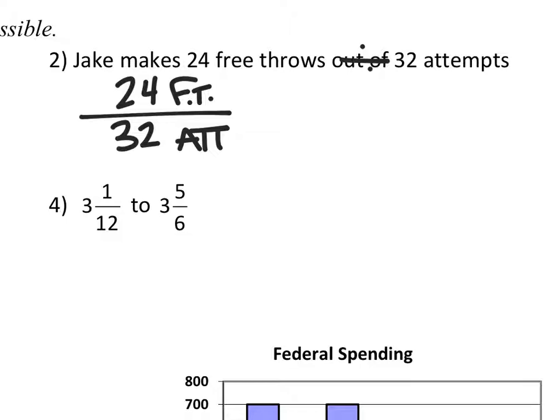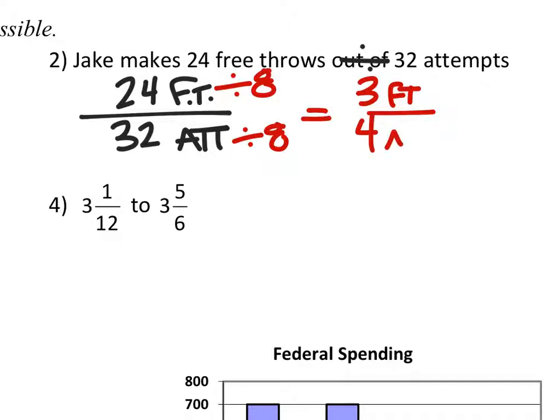Well, both of these are even, but is there another number that we could divide both of these by? 8. It looks pretty good right there, right? So let's divide both of these by 8. 24 divided by 8 would give us 3 free throws, compared to 32 divided by 8, 4 attempts. And that would be fully simplified right there.